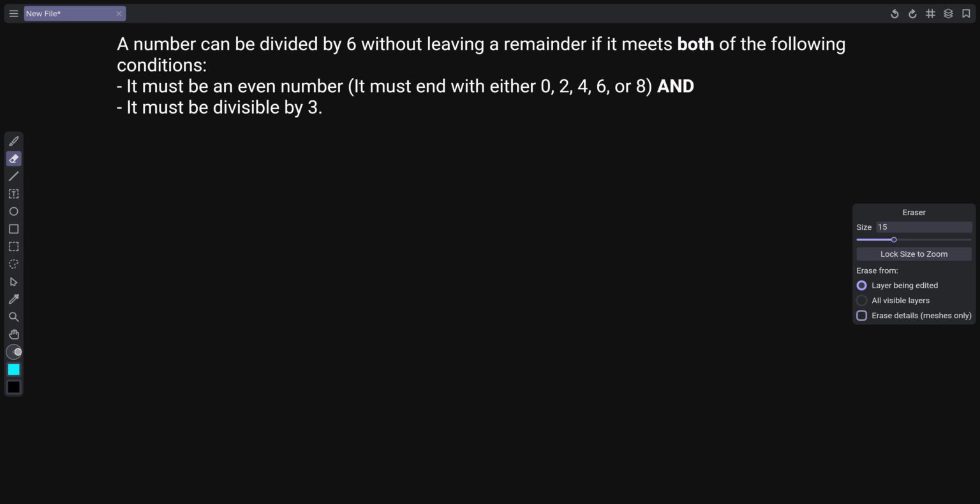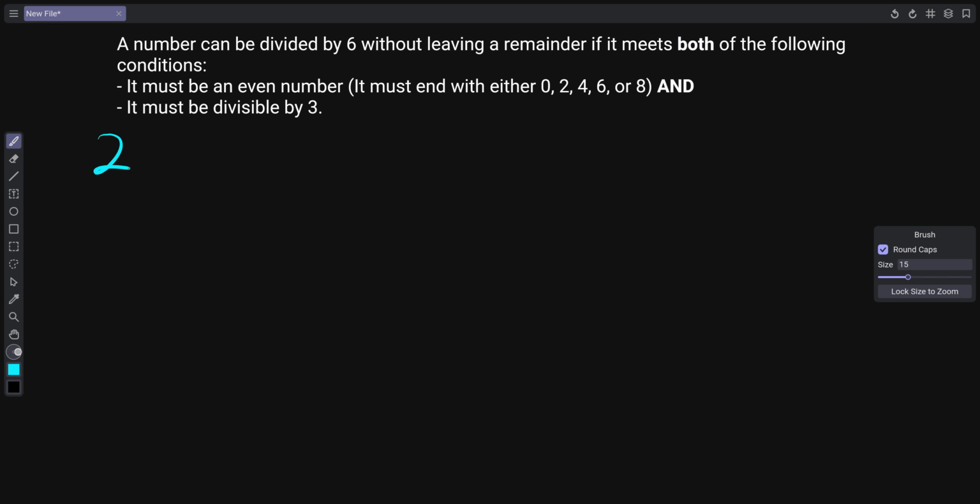Now, to get started, I would like to start with 24. We will see if 6 will evenly divide into this number. And the first test we will give it is we will see if it is an even number, so we check the number here. We see that it's 4, and therefore 24 is an even number.